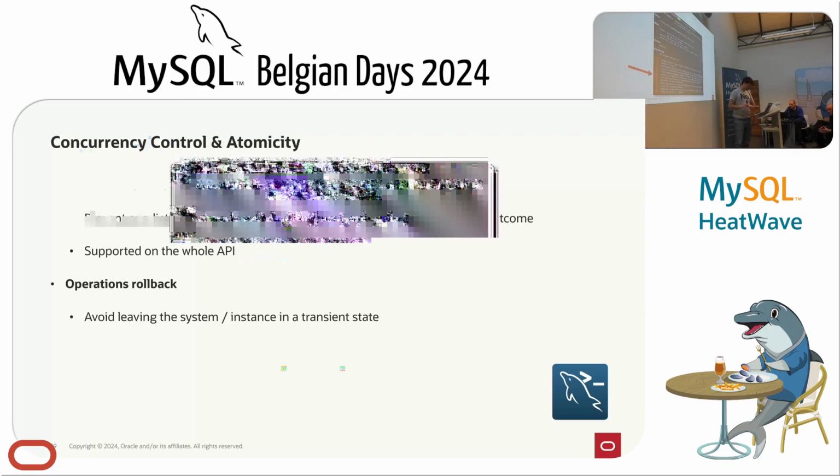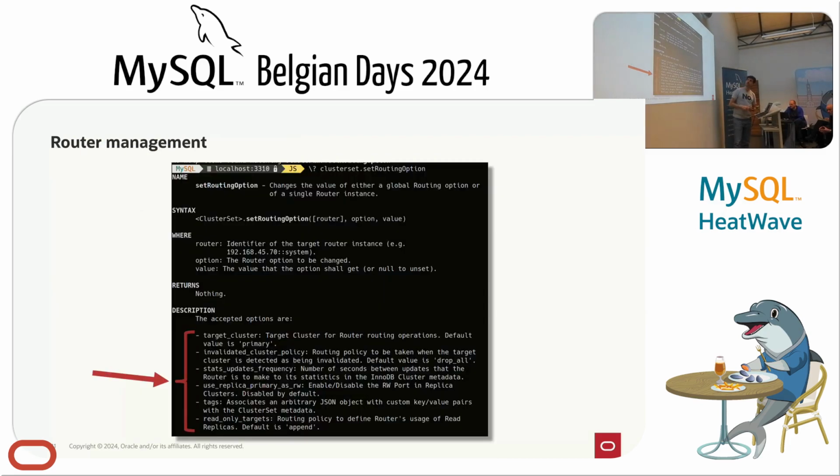This is an example of the built-in help system in Shell. If you want to access the information about each command, just do /?, and this is showing the set routing options with the available options to configure router.